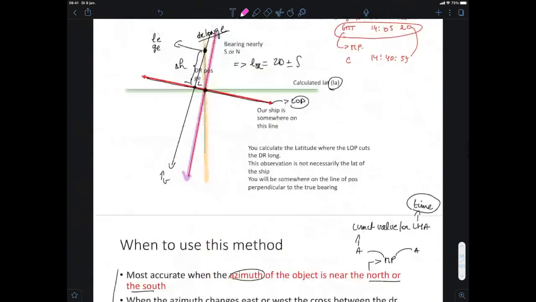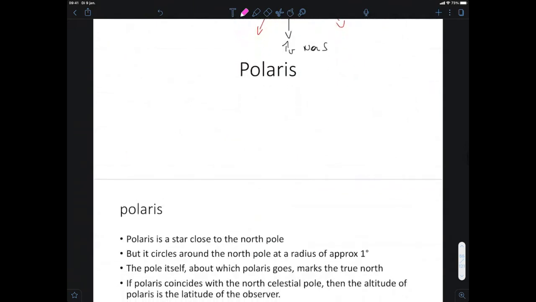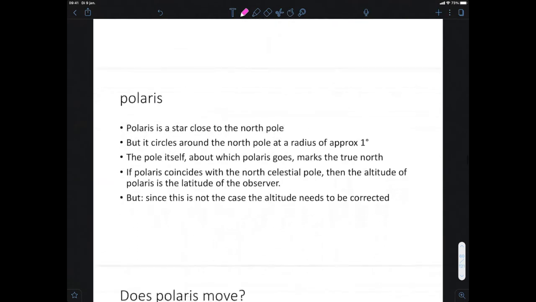Okay. Now there is also a third short and easy method for determining your latitude, and that is by using Polaris. We know that Polaris is a star which is close to our North Pole. And it's not really actually on our North Celestial Pole. It circles around the North Celestial Pole with a radius of approximately 1 degree. This means that it's circling around our North Celestial Pole with a distance of approximately 60 miles.